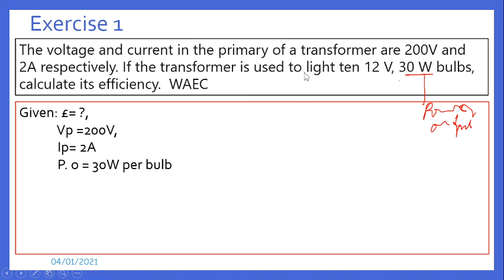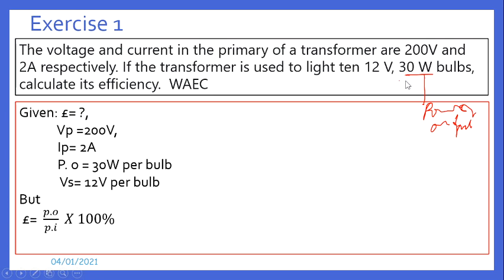Another point is, how many bulbs am I having this time around? The question mentioned 10, 12 volts. So for a single bulb it is 30 watts. That's why I mentioned 30 watts per bulb here. And the voltage I'm having here for a single bulb is 12 volts. So that shows that for 10 bulbs, I'm going to have 10 multiplied by 30 watts.